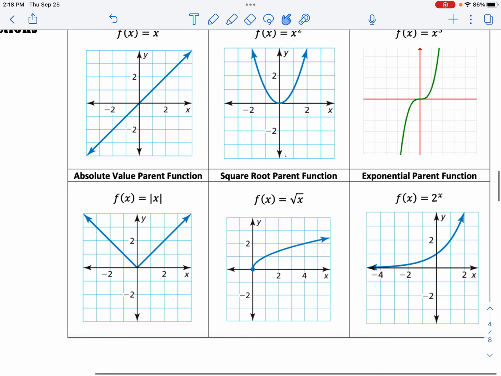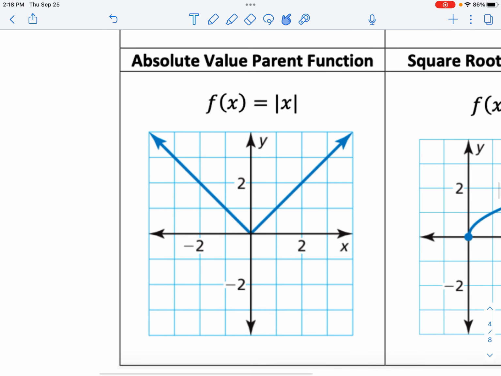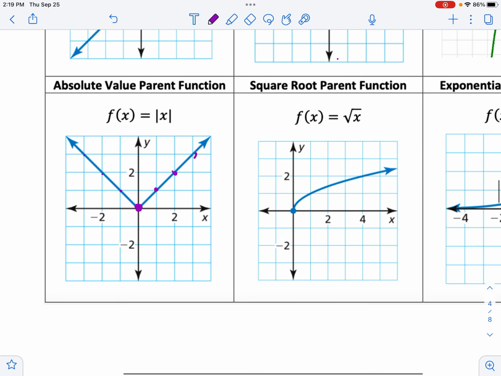Okay, a few other ones that we'll highlight here. The absolute value function, which, remember, absolute value just makes everything inside positive. So the absolute value function looks like a V. Again, the vertex is centered at 0, 0. You can see some of these points going up like that. Those are important when we try to graph different ones. But that's the absolute value parent function.